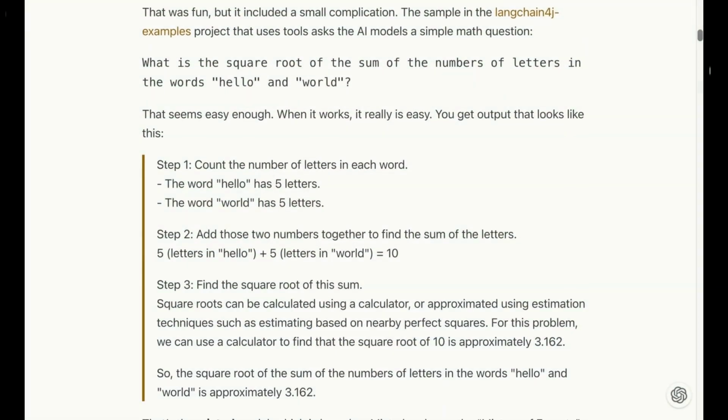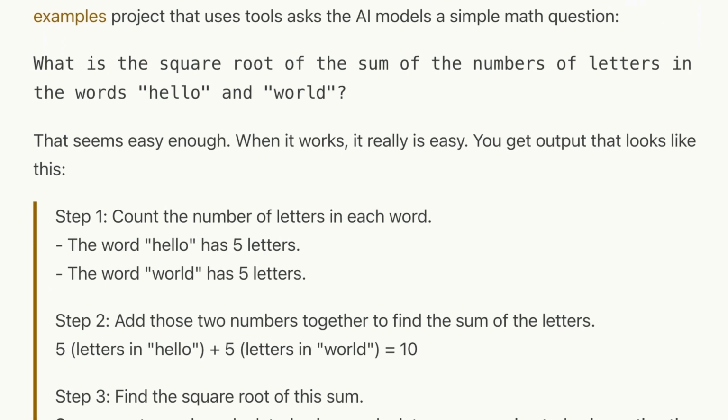And one of the interesting features of it is its so-called tool support. See, there are some things that AI models don't do well, and there are some things it does very well, like pattern matching. And the nice thing is through a framework like LangChain4j, you can supply functions to it that the AI model can then delegate to handle the things it doesn't do well. As an example, here is a trivial statement that is part of one of their tests in the LangChain4j examples project. It says, what is the square root of the sum of the number of letters in the words hello and world?